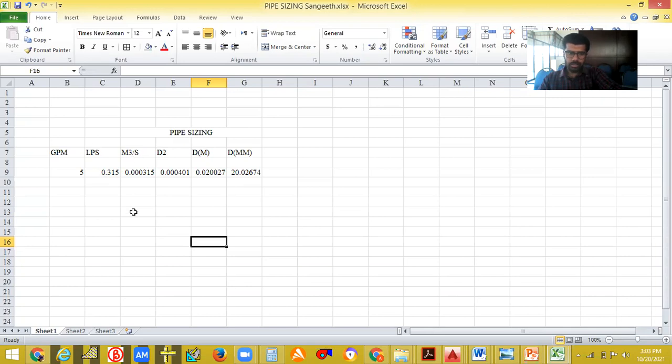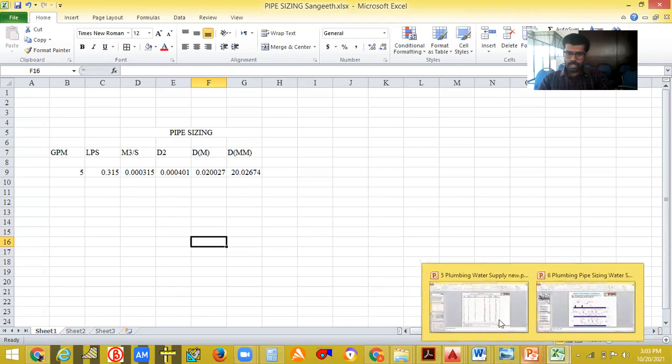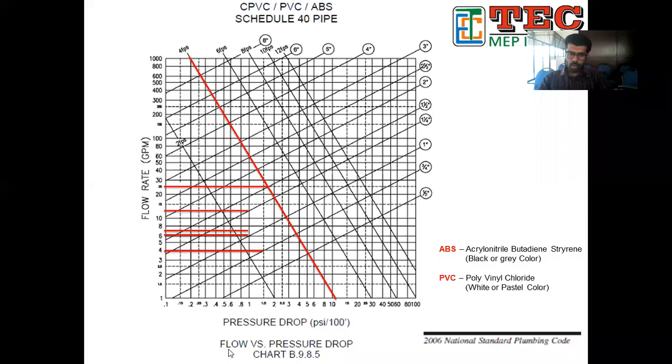Sir, you have written some formula or what? Yeah, I have written some formula. I made this myself for my easiness only. Otherwise, I have to go to this graph and check individually. Sir, where will we use the pressure drop? If you have the pressure drop, you can choose this box and find the pipe size. You can use any method. If you know the pressure drop and flow rate, you can find the pipe size. Okay, like this.